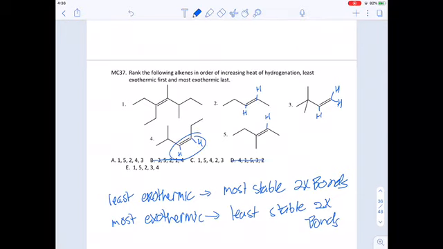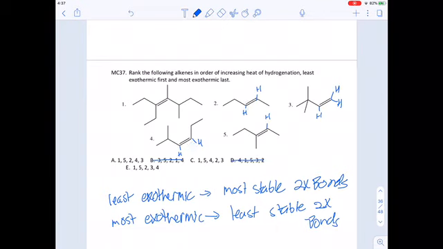So between molecule 2 and molecule 4, the only difference is that 4 is going to be a Z alkene because the hydrogens are on the same side of the double bond. They're both going down, and the higher priority carbon chains are both up, so they're both on the same side of the alkene. So that one is going to be less stable than number 2, because number 2 is an E alkene, because the hydrogens are opposite of each other.